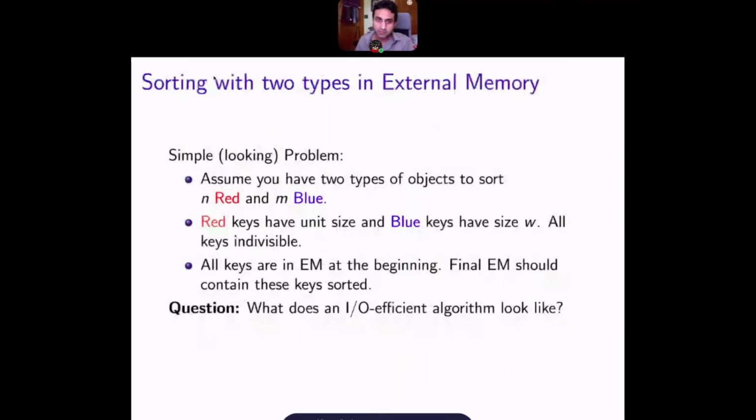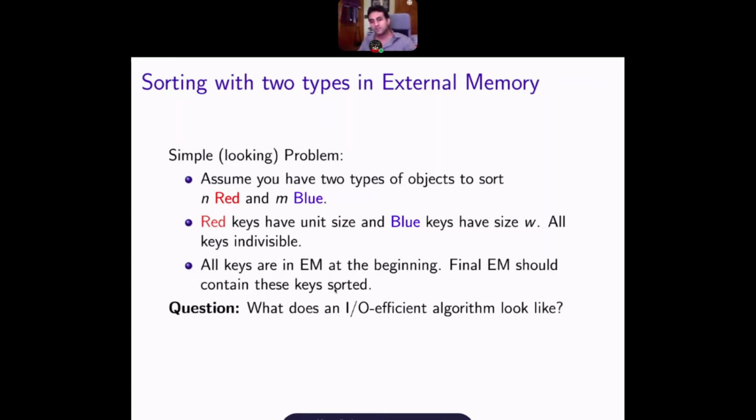And I can now state our problem. It's a very simple looking problem, just sorting with two types. So you have two types of keys, let's say, to sort. You have n red keys and n blue keys. Your red keys have unit size, so B of them fit in one block. And your blue keys have size W, right? W is greater than 1; it could be greater than B, could be less than B, it could be anything. All keys are indivisible. So in order to compare a key to any other key, you have to bring the key in its entirety from external memory into main memory. And all the red and blue keys are in external memory at the beginning, and you're supposed to sort them and write them out to external memory at the end.